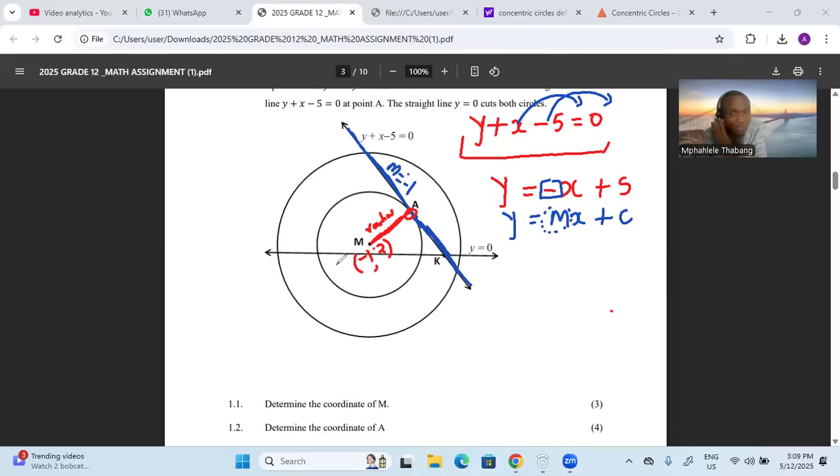Remember, I said it's a tangent because it's touching the small circle only at one point. So I have the gradient of this line of tangency.